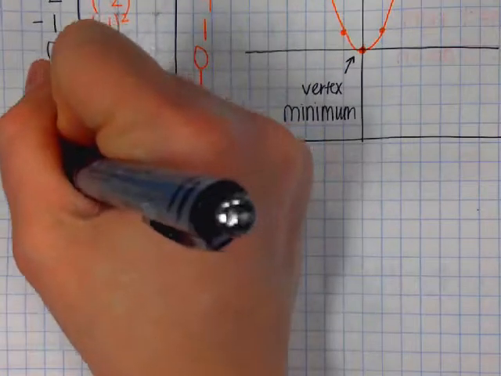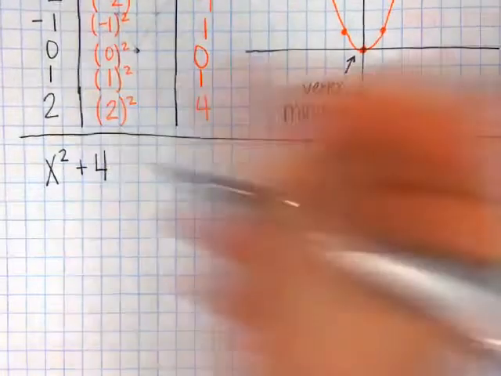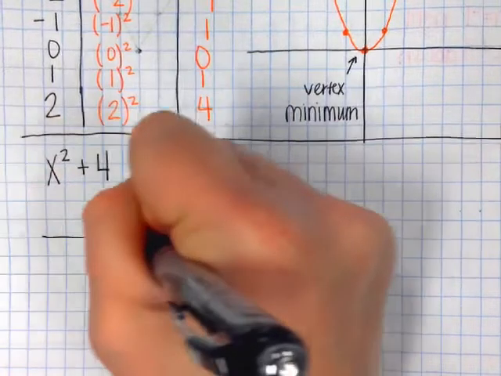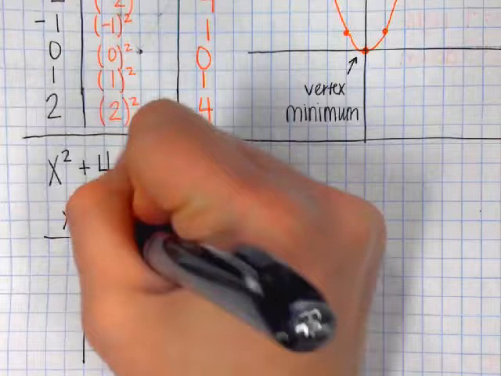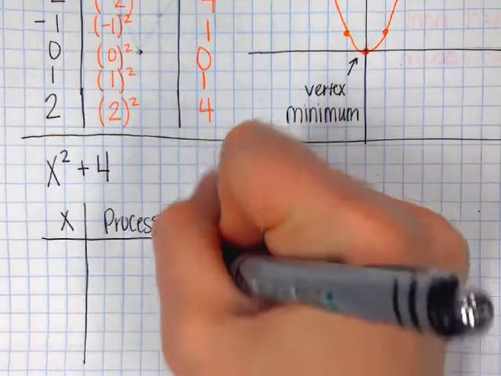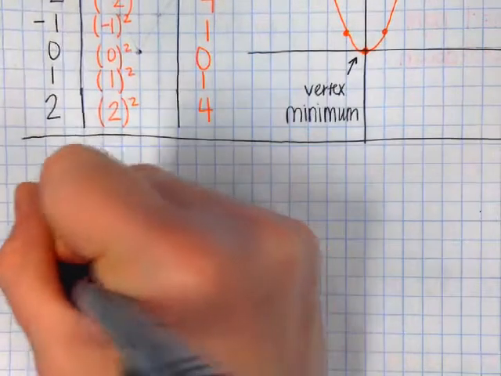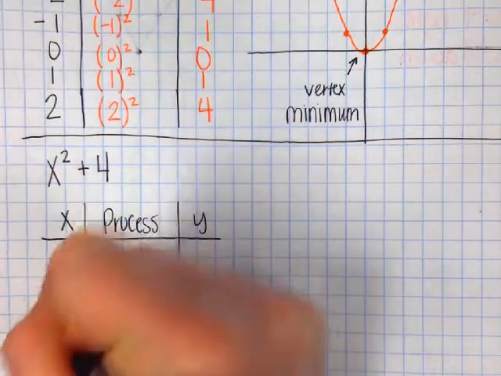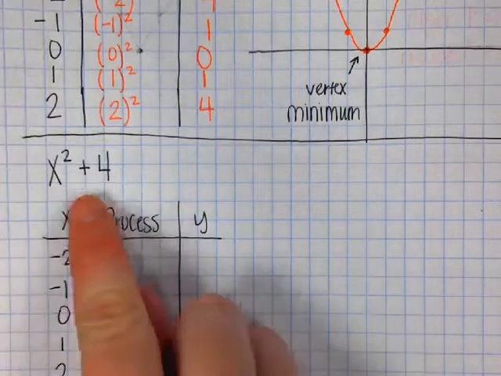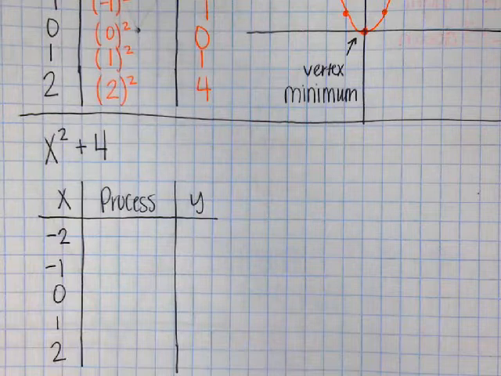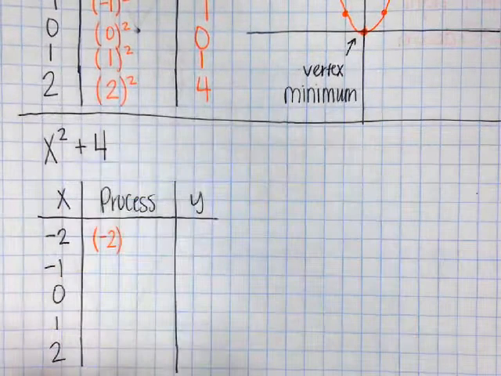Now let's do the next one. So if we do x squared plus 4, X, process. Oops, I don't know if I spelled process wrong the first time or this time, but they're both different. Sorry. -2, -1, 0, 1, 2. Okay, this one gets a little bit more complicated because it has that plus 4. So we're going to do parentheses, -2.